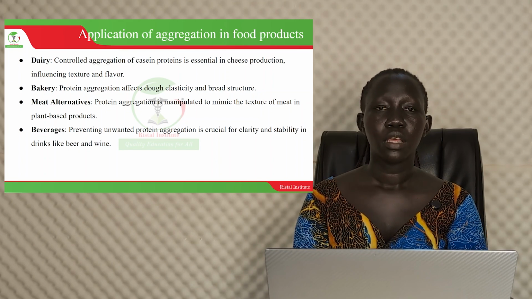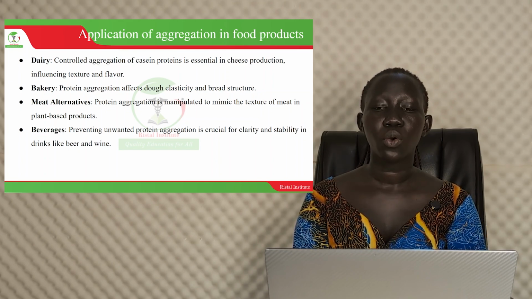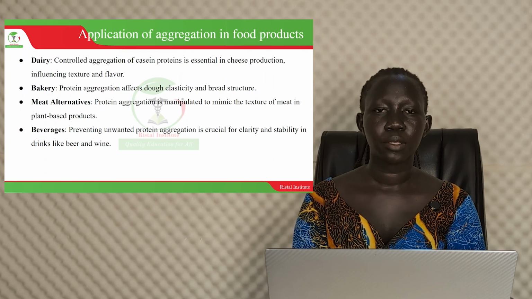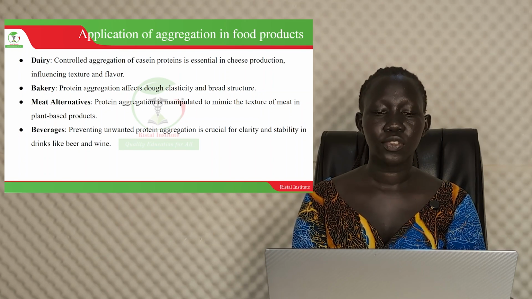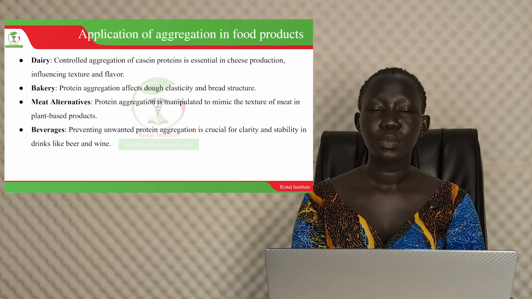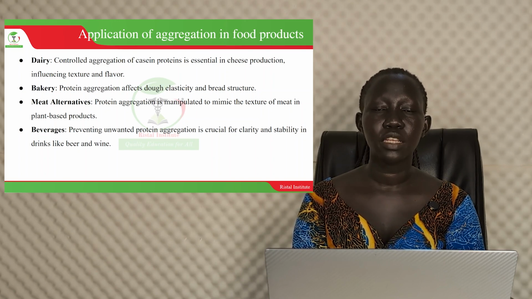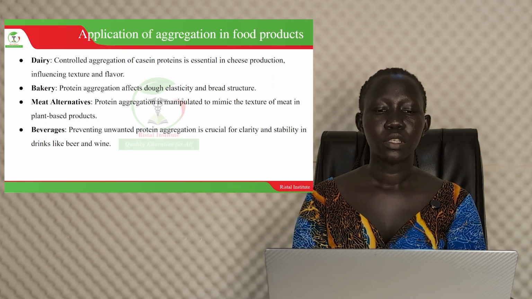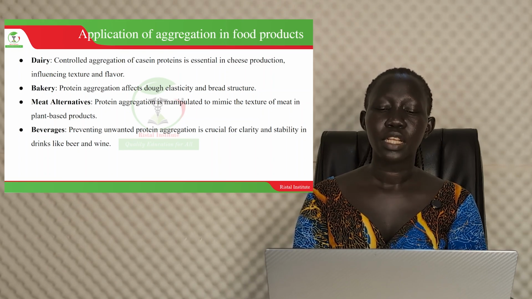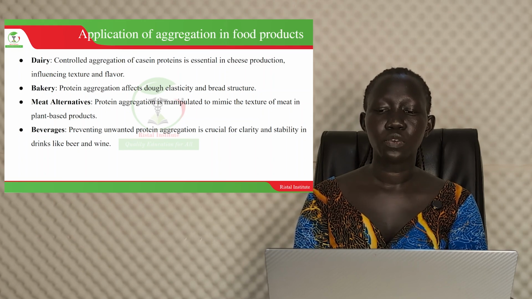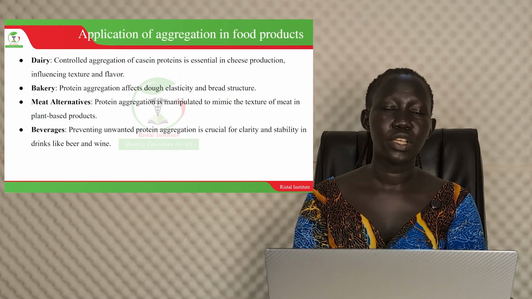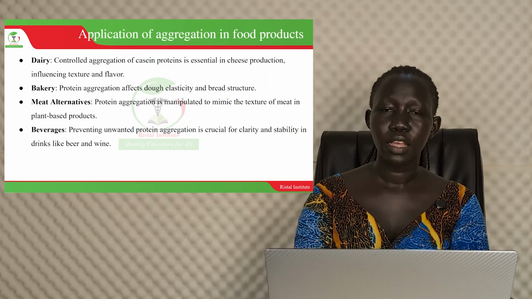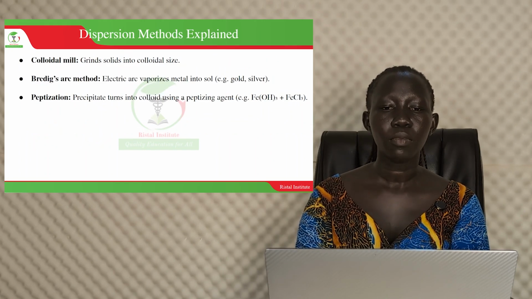In bakery, protein aggregation affects dough elasticity and bread structure. In meat alternatives, protein aggregation is manipulated to mimic the texture of meat in plant-based products. In beverages, it prevents unwanted protein aggregation, which is very crucial for clarity and stability in drinks, for example, beer and wine that you love so much.